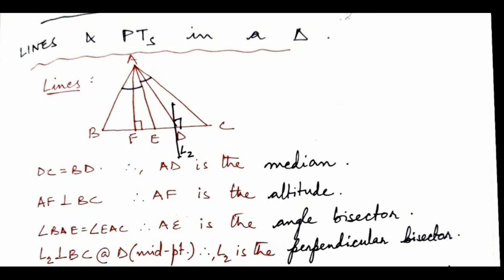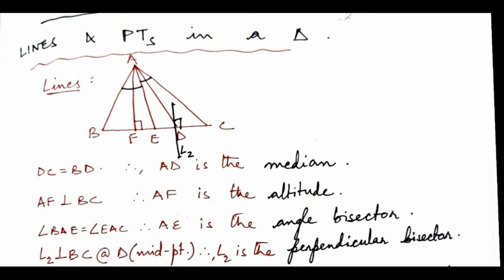So this line L2 is the perpendicular bisector, where D is the midpoint. This figure is not to scale. Please draw a to-scale figure on your own so you understand better. Do not be confused by this figure. I'm so sorry. Now, what is the altitude? It's a line dropped from the vertex and perpendicular to the opposite side. It does pass through the vertex but need not pass through the midpoint of the opposite side. The perpendicular bisector passes through the midpoint of the opposite side.